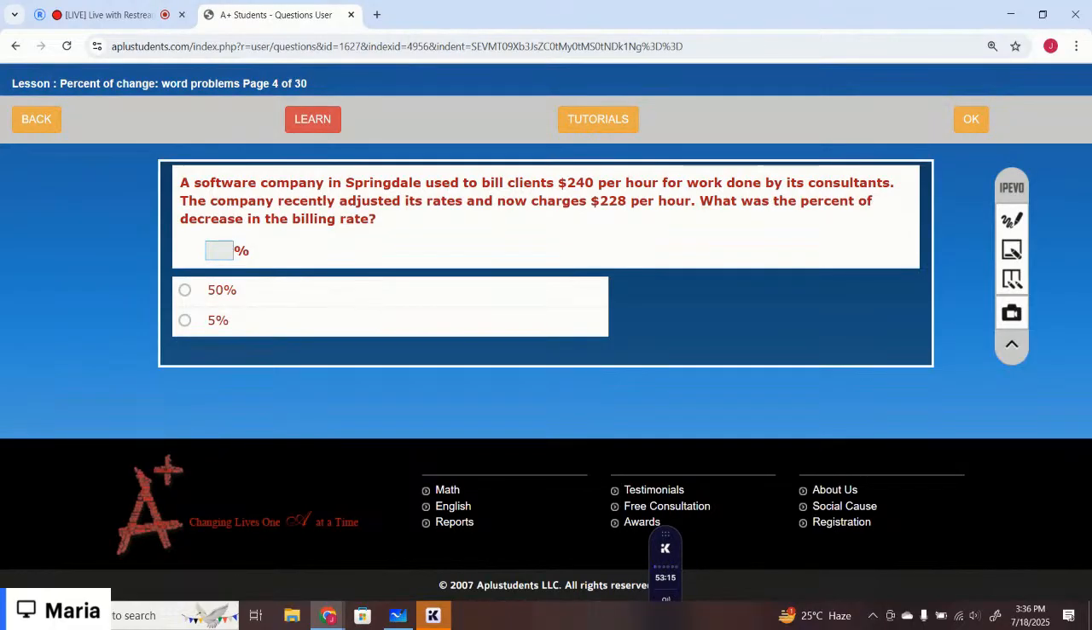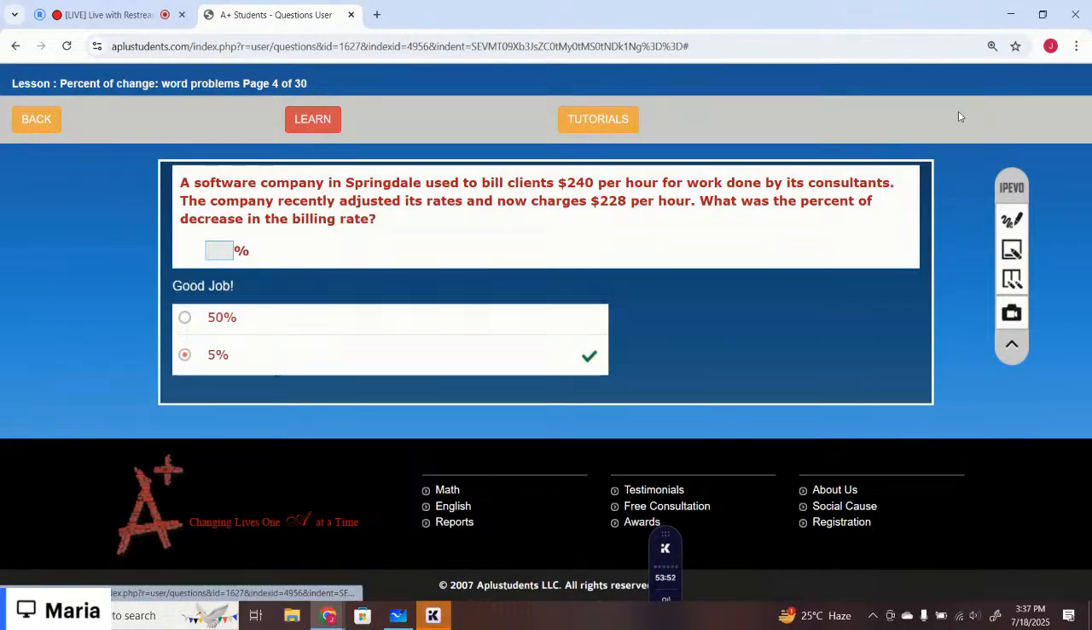So the amount of change is 240 minus 228. That would be a decrease. So 12 divided by 240 is 5%. The correct option is 5%. Option number 2 is the correct option.